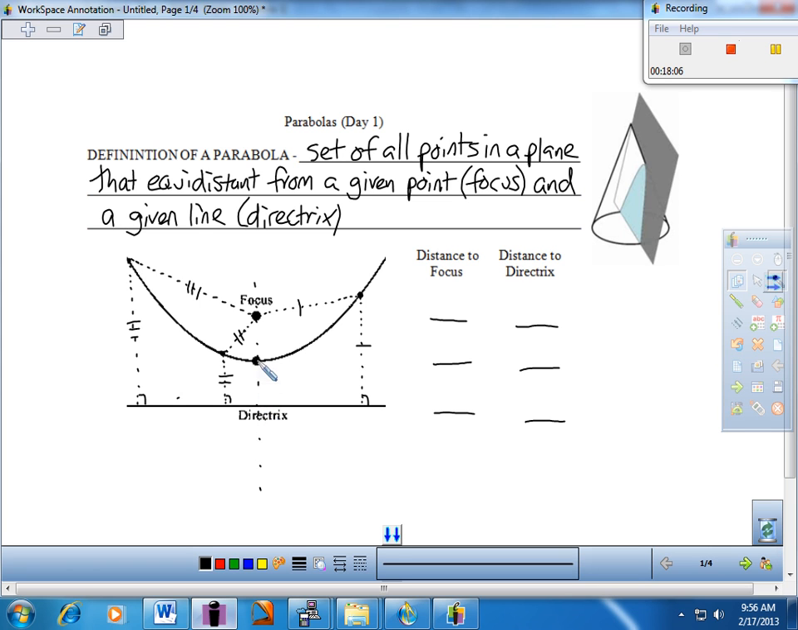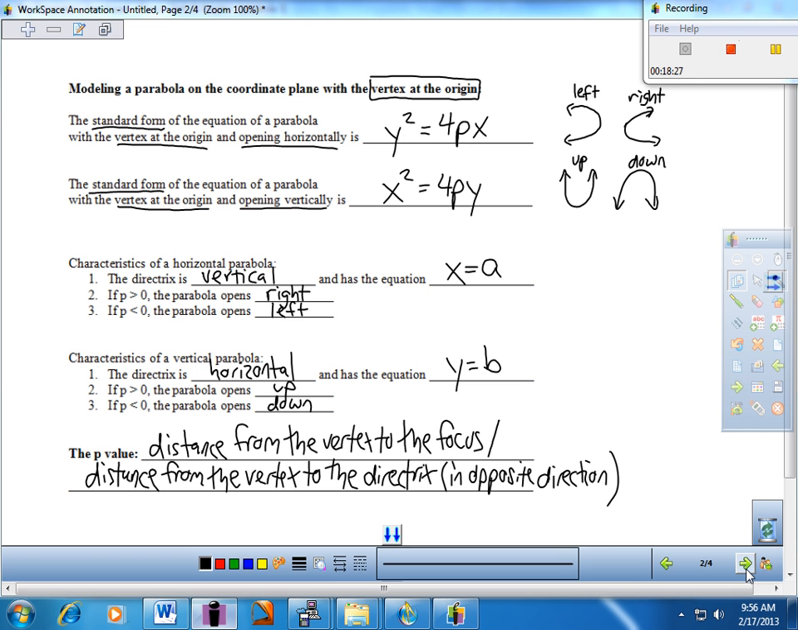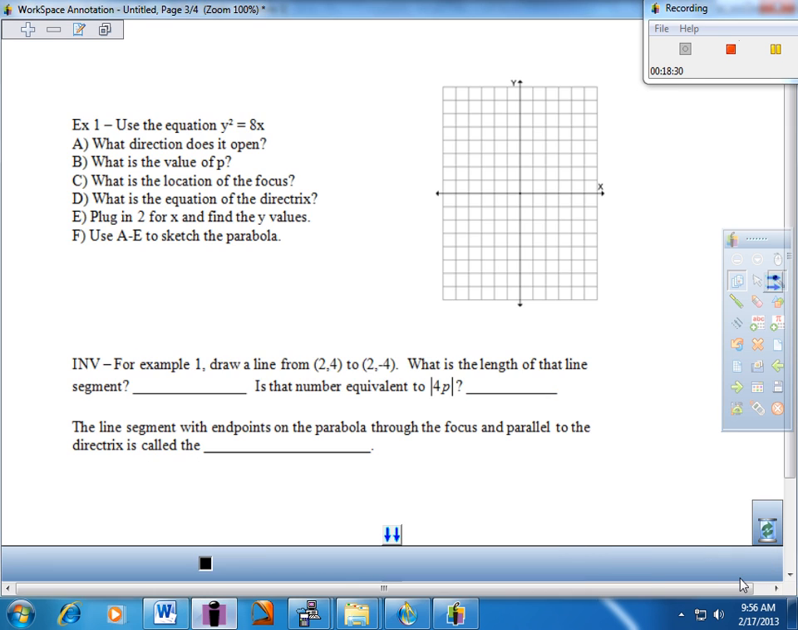Okay? So if p is positive, and that would be the case right here for a vertical one, it's going up. There we go. That's how I get my focus. But then I would go back down the opposite direction, the same number of units, and start thinking about my directrix. Okay, that might be a touch abstract for you at this point, so it's time to put it together. Here we go. Let's try to utilize this a little bit, see if we can sketch some things out.